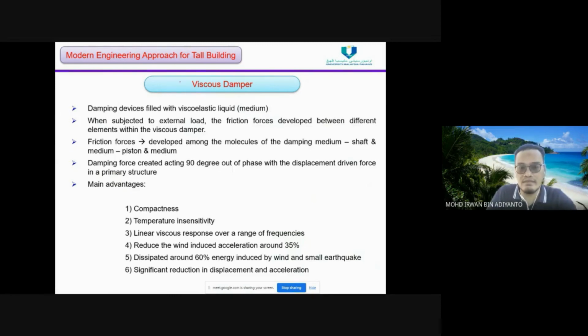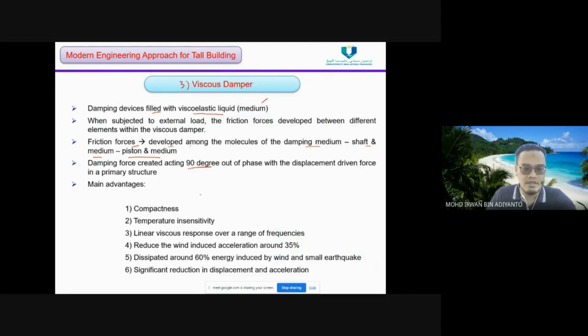And the third method is by using the viscous damper, a damping device filled with viscoelastic liquid as a medium. When subjected to the external load, the friction forces develop between different elements within the viscous damper, among the molecules of the damping medium, among the shaft and the medium, and among the piston and the medium. The damping forces are created acting 90 degrees out of phase with the displacement driven force.